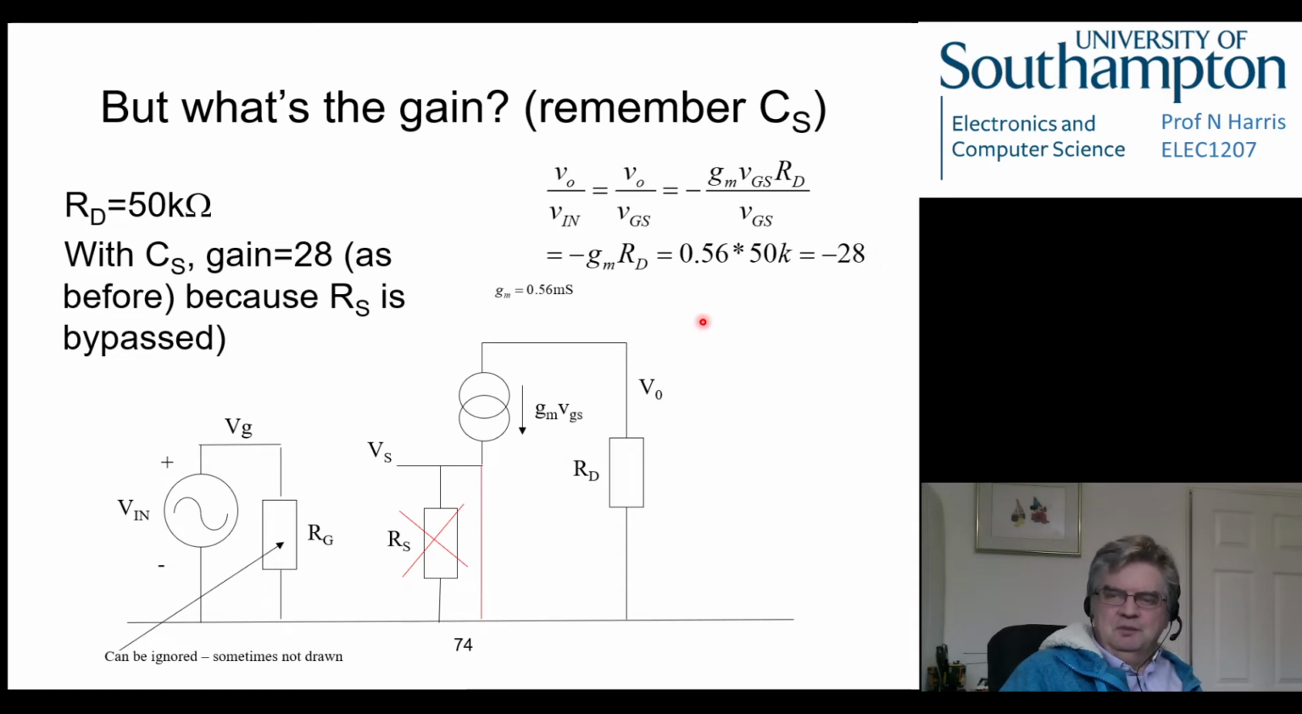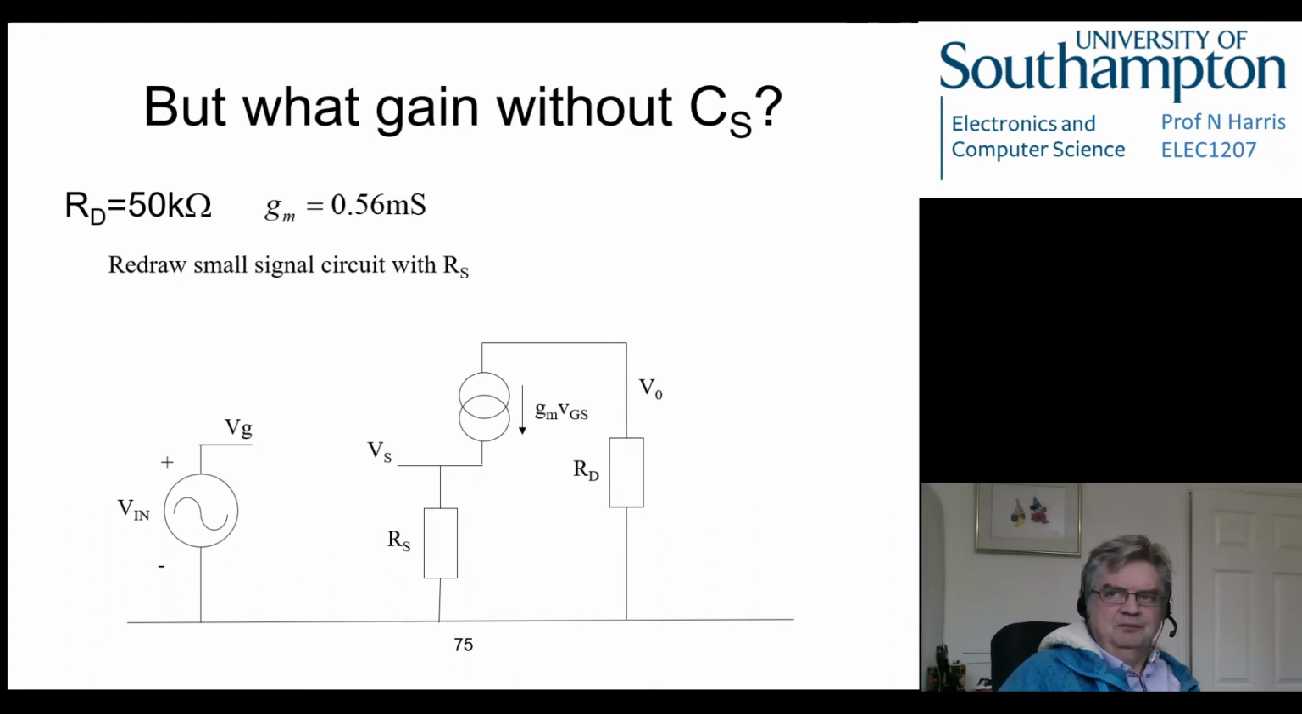So we've managed to get whatever bias conditions we wanted, by including this source resistor at DC, where the capacitor is an open circuit and therefore the resistor is in the circuit. But at AC, at signal frequencies, the capacitance is short circuited and therefore this resistor is now out of circuit, and it all simplifies back to our original very simple model. So we get a gain of 28 with that capacitor in place.